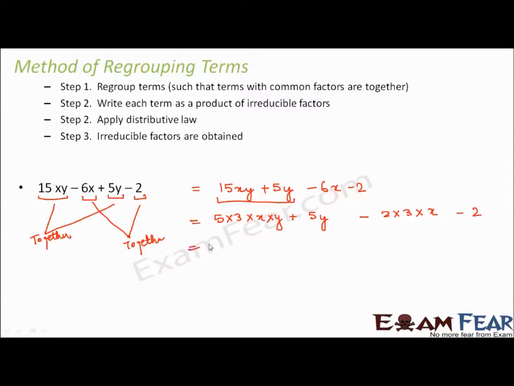Now first compare these 2 terms. What is in common between these 2 terms? 5y is common. What is left inside? 3x, because 5y we have already taken outside. So 3x is left, and for the second term only 1 is left. So this would be 5y into 3x plus 1.